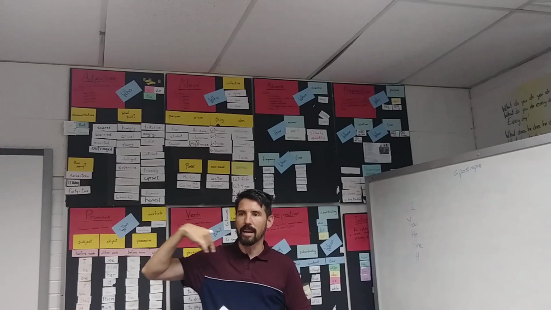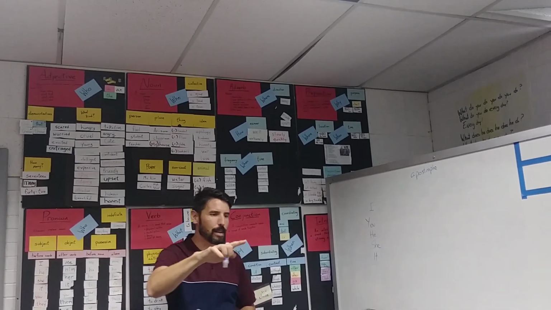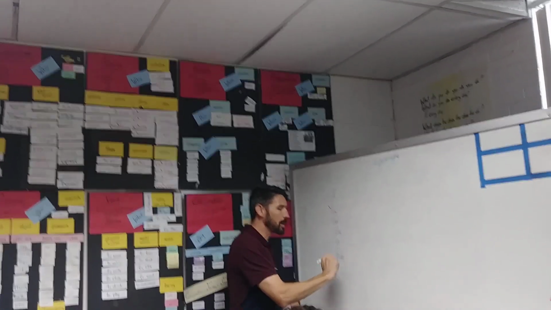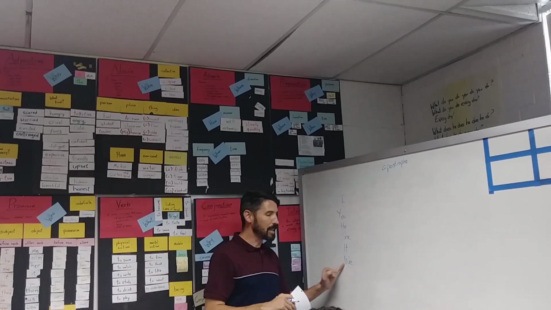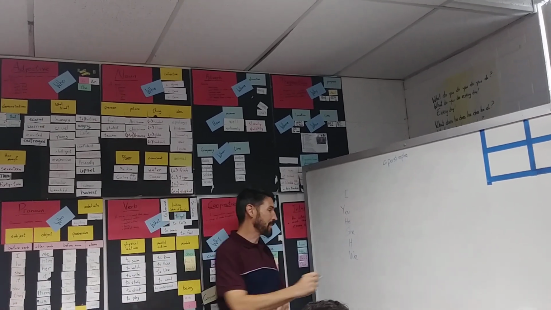What if it's you and me? You and I. We. Don't speak French. This is English class. Just kidding. Okay, we, right? What if I'm talking about two people? Or two things, like two chairs, two pencils? They. There you go. They.